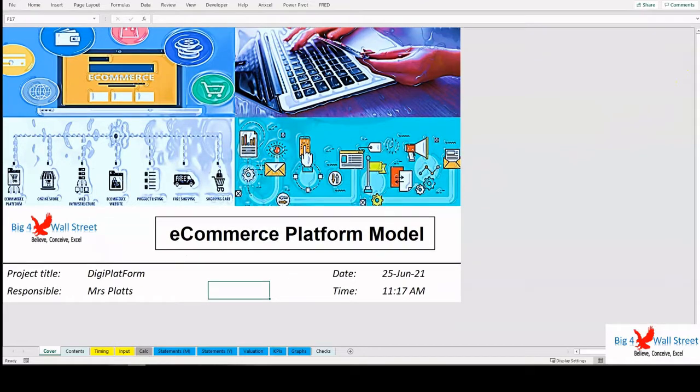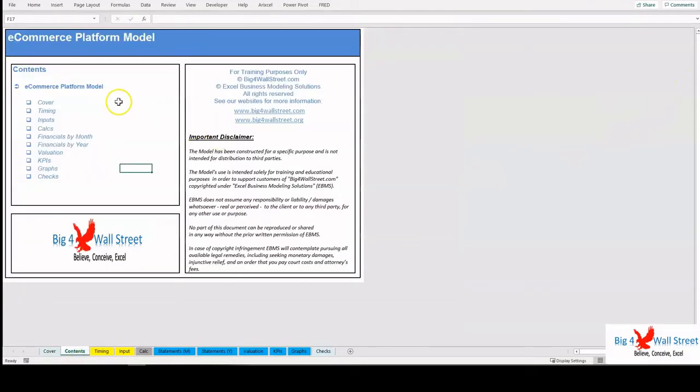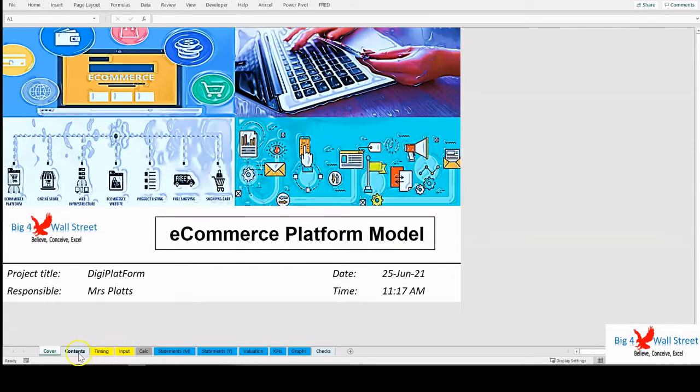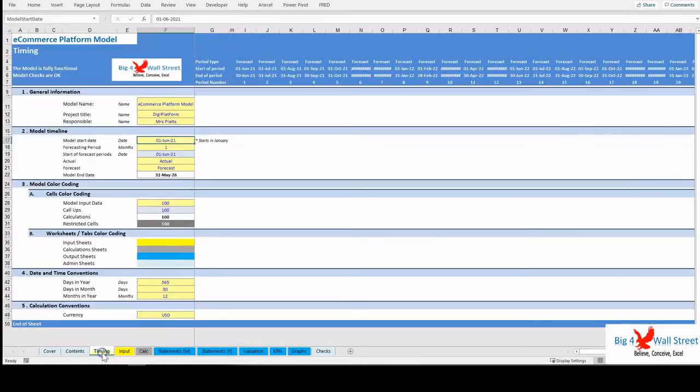In the Contents tab you can see the structure of the model, and by clicking on any of the headlines you are redirected to the relevant worksheet. On the Timing tab you can feed the general information for the model such as model name, responsible, timeline of the model and date and currency conventions. Additionally, there is a description of the color coding of the model in the same tab.